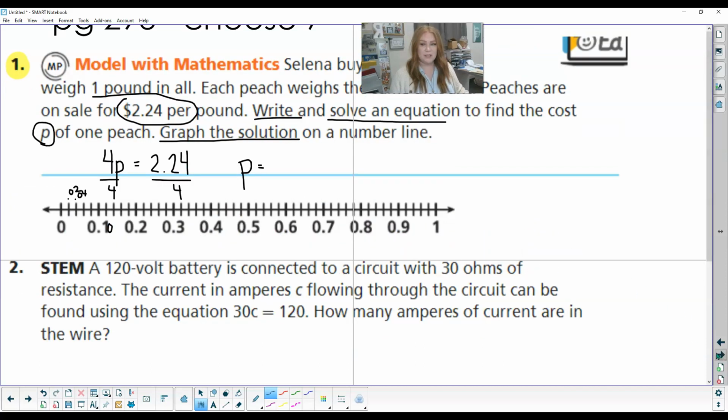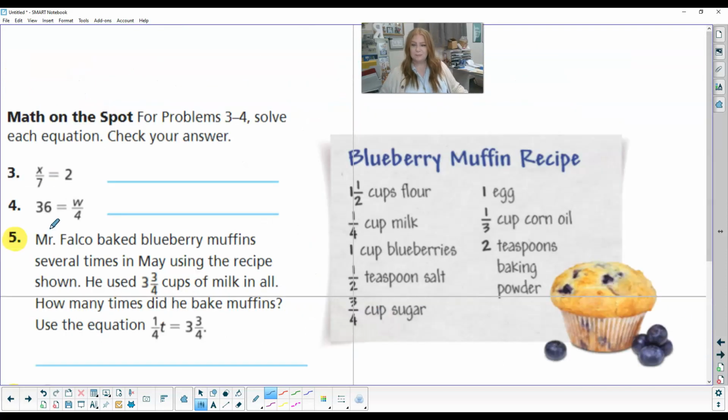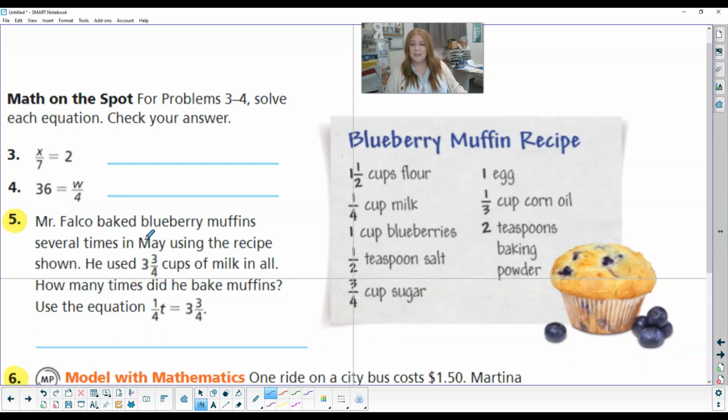Okay, I am going to do number 5 with you. So right, 3 and 4 are just solve it, do the opposite, and solve it and show your work. Okay, number 5, Mr. Falco baked blueberry muffins several times in May using the recipe here. He used 3 3/4 cups of milk in all, so that's a total. How many times did he bake muffins?